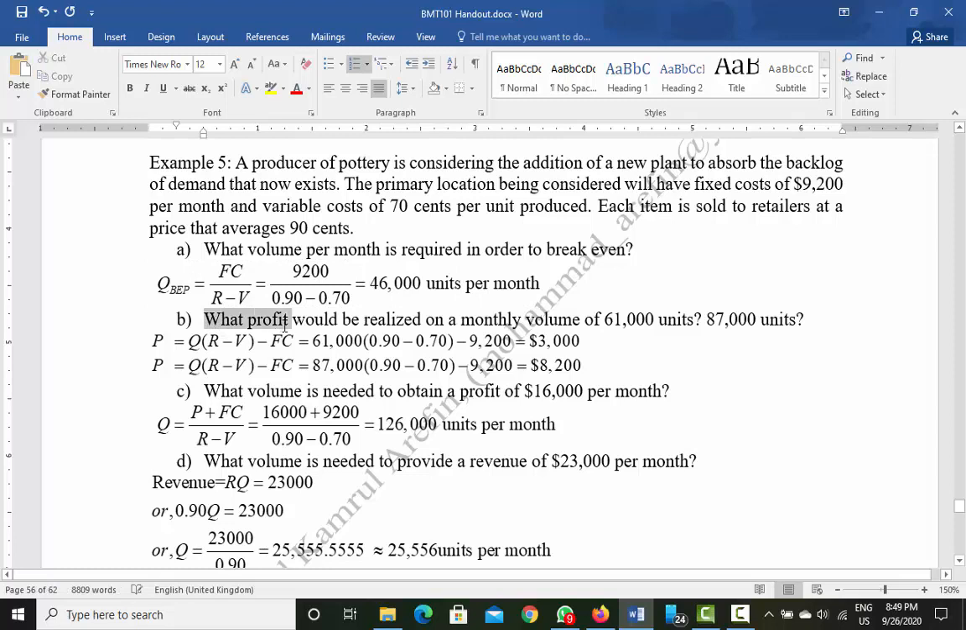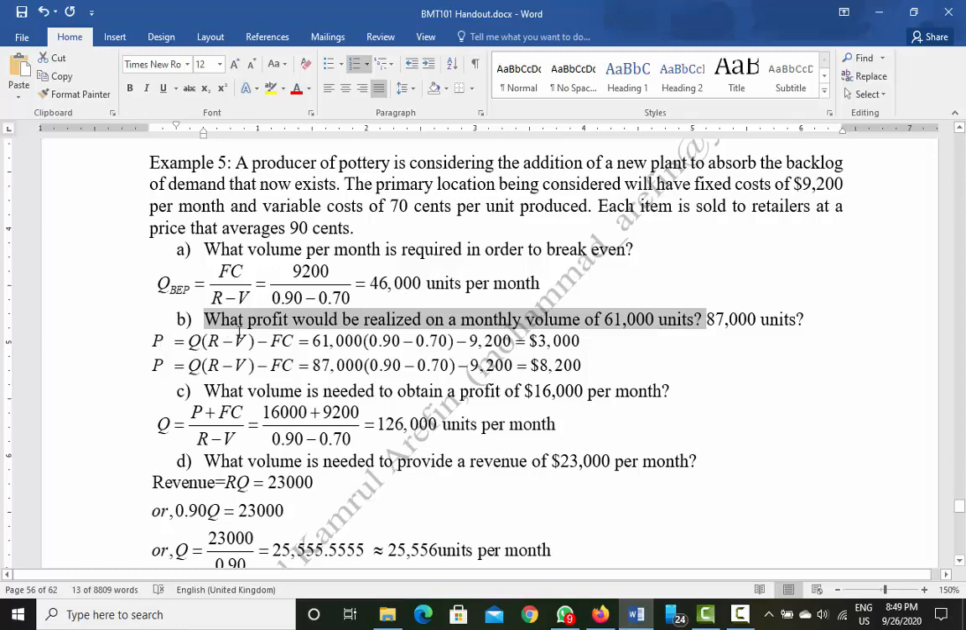Now the second question: what profit would be realized on a monthly volume of 61,000 units? We need to find out the profit for a monthly volume of 61,000 units. So quantity is 61,000 units.